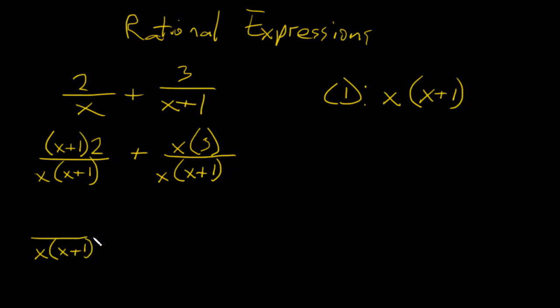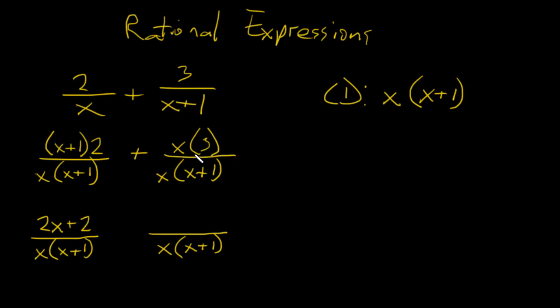This is one of the things I don't like about adding and subtracting rational expressions, is that it's a lot of writing. So here we go. 2 times x is 2x. 2 times 1 is 2. Okay, so we have now distributed the top and we're ready to add with that one.